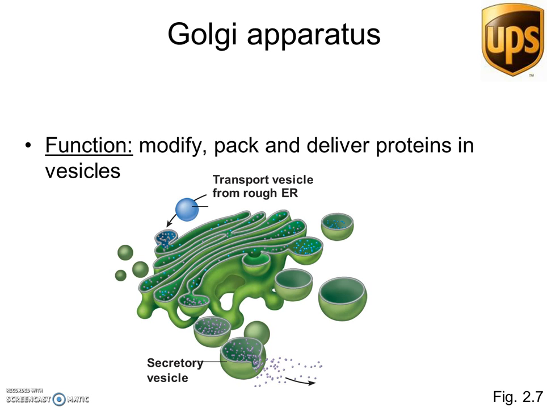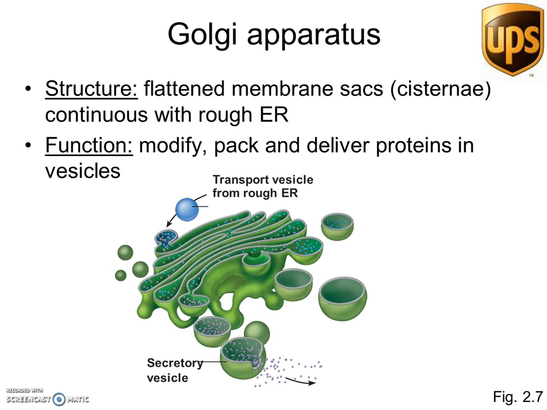So again, their function is to modify, so they can make changes to the protein, pack them, and deliver them in these vesicles. The structure of the Golgi apparatus is they're also membranes. They're flattened membrane sacs that we call cisternae, and they're continuous with the rough ER where we just got our proteins from. So it's all continuous together.